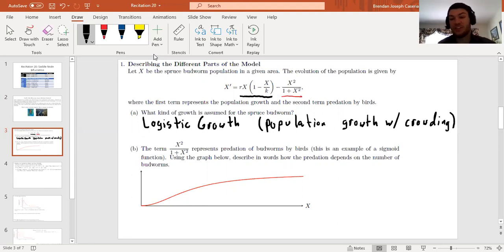In part B, we're looking at the predation term. So we're looking at x squared over 1 plus x squared. We're given the graph below, and we need to describe in words what this actually looks like, what this means in terms of the context of the problem. So if we look here, as x increases, as the number of budworms increases, at the beginning we start to see an increase in the rate of change of this thing. People might know that as the second derivative. But as more budworms enter the system, the birds are eating the budworms quicker, right? They're eating more and more budworms. And throughout the entire graph, we see that this thing is increasing. The more worms there are, the more food the birds have.